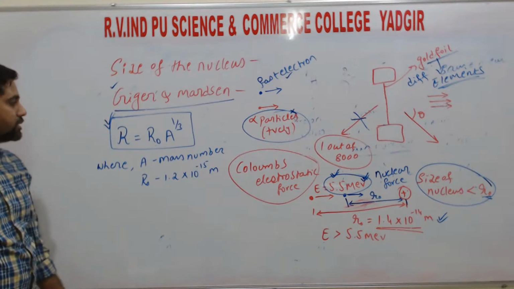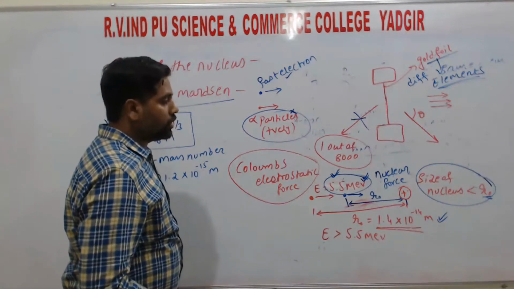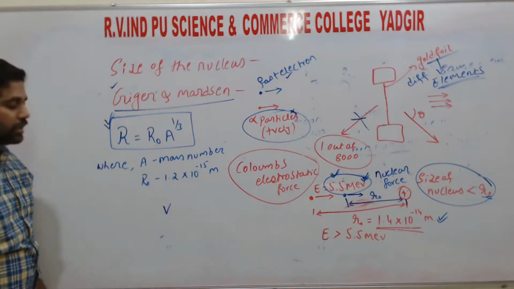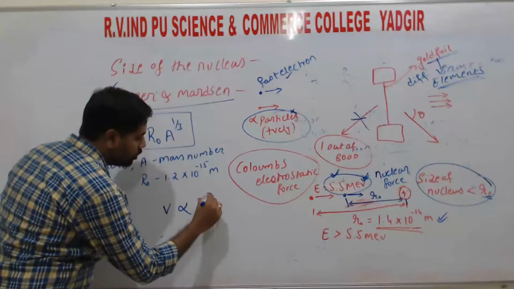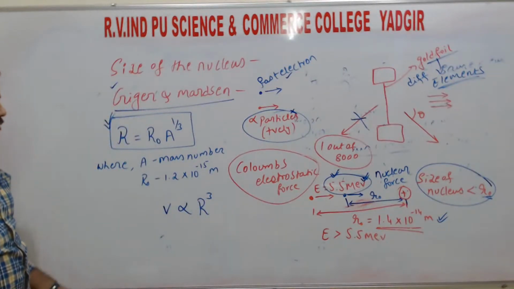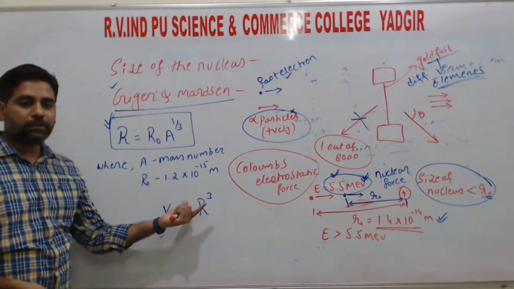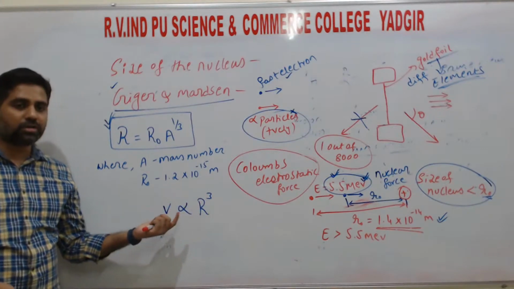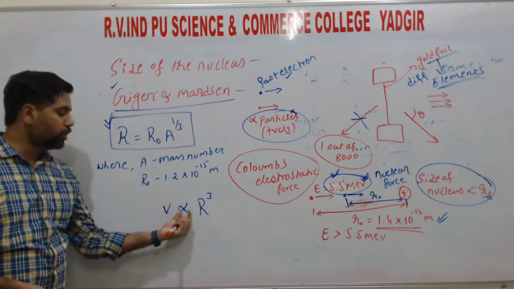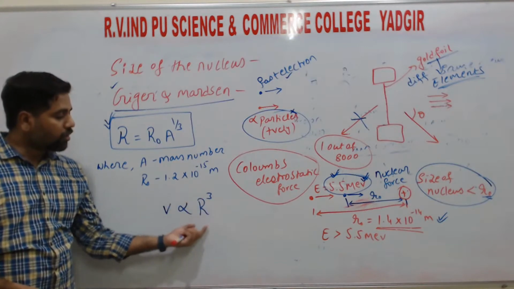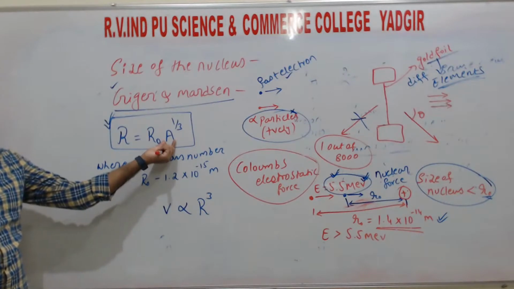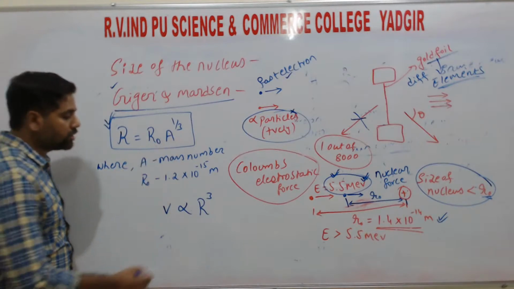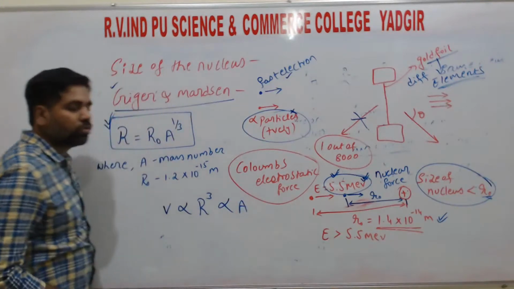Next, the volume of the nucleus is directly proportional to R cube. The nucleus is spherical in shape, so the volume of the sphere is 4 by 3 pi R cube. Since 4 by 3 pi is a constant, we can write V is proportional to R cube. So the radius of the nucleus depends directly on the mass number. That means the nucleus consists of both protons and neutrons, and that we call the mass number, so the volume is directly proportional to A.